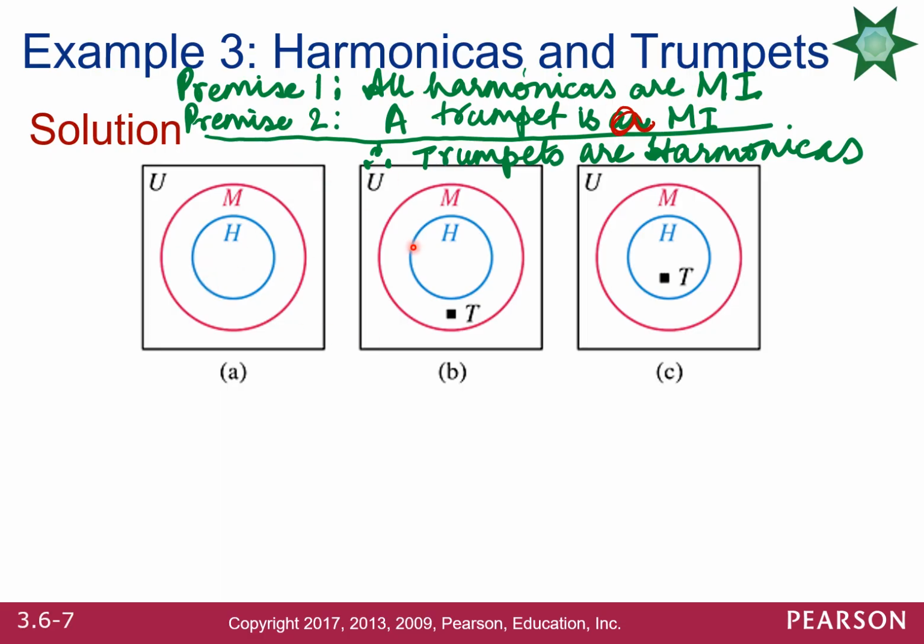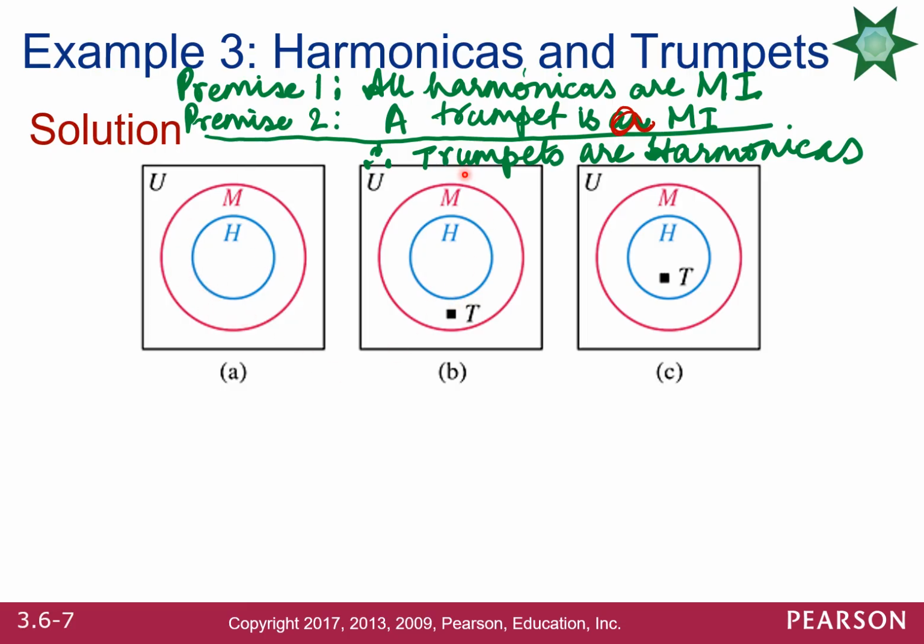For premise 2, we have this diagram here. The diagram B incorporates premise 2 into premise 1. So we have again the set of all musical instruments, and within it we have the set of harmonicas, which was the same as what we had in A.